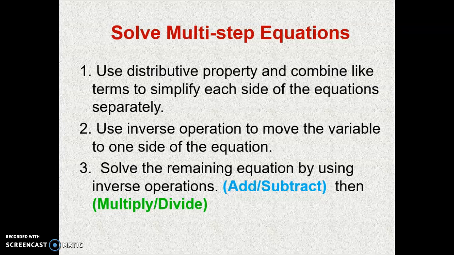We're trying to isolate for the variable. To do that, we solve the remaining equation by using inverse operations. We add or subtract first, and then we multiply or divide last.